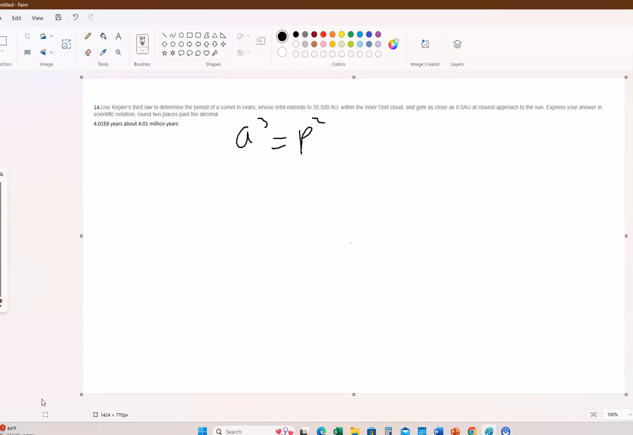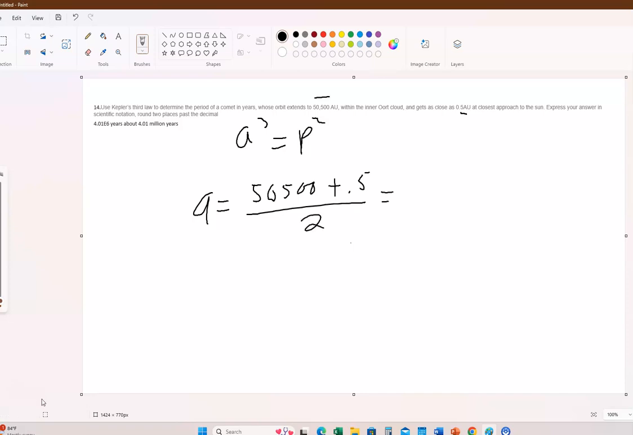And so we don't have A, but we have two numbers here. We've got the furthest the object is and the closest it is. And so we just take the average of the two values, right? Because that's really what the semi-major axis is. So A turns out to be 50,500 plus 0.5, and then you divide that by 2.